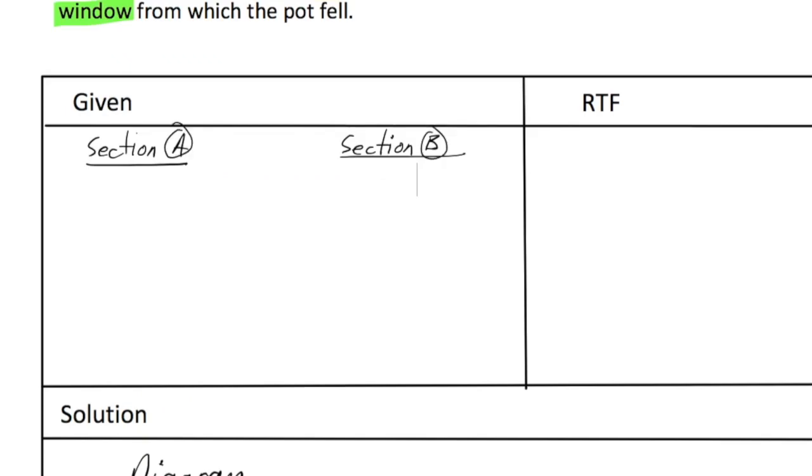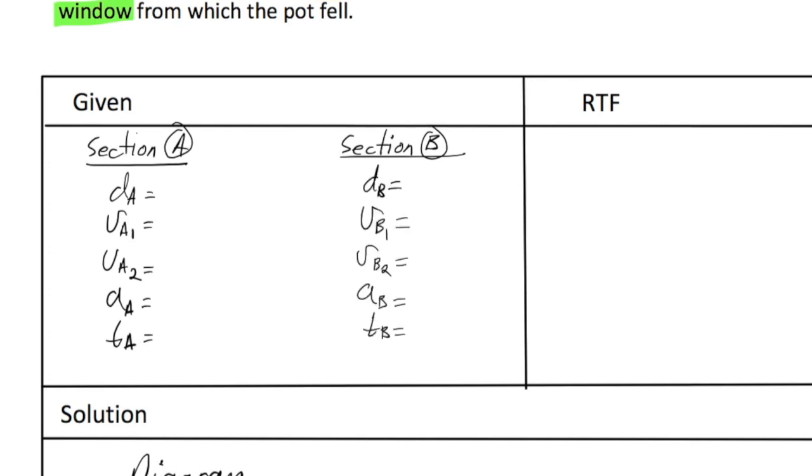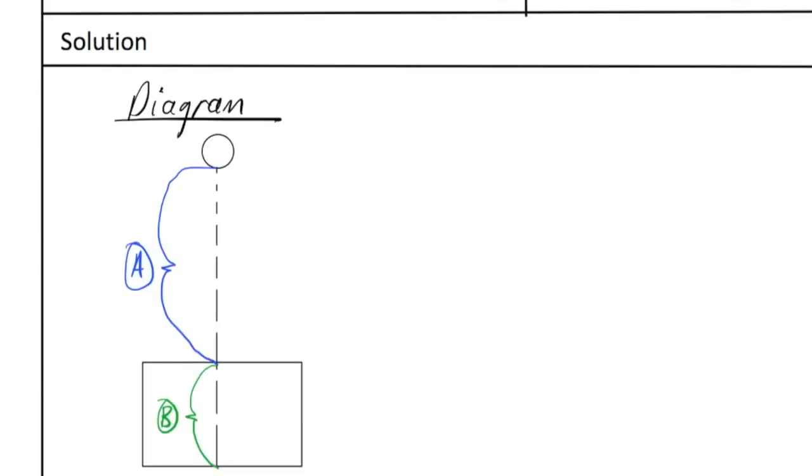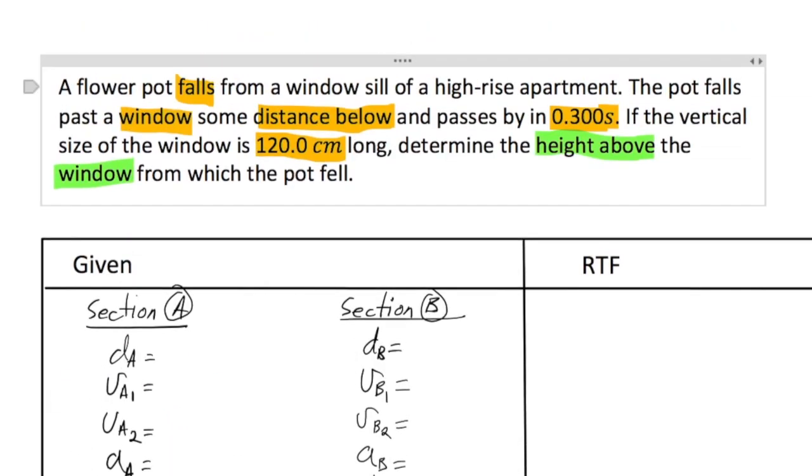So now in the given section, I'm going to break everything up into section A and section B. And here are the big ideas. The flower pot is falling under the influence of gravity, which means it is accelerating. That means the 5 kinematic formulas, or 6, however you look at it. And that is displacement, velocity 1, velocity 2, acceleration and time for section A, and displacement, velocity 1, velocity 2, acceleration and time for section B. Let's go back to our diagram. And we're going to start filling in information that we know. Well, actually, before we do that, let's go back up to where we actually have some numbers.